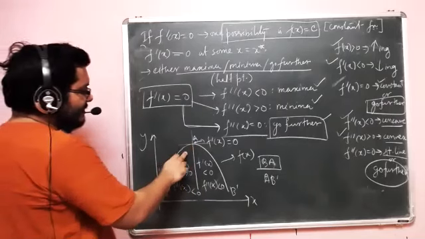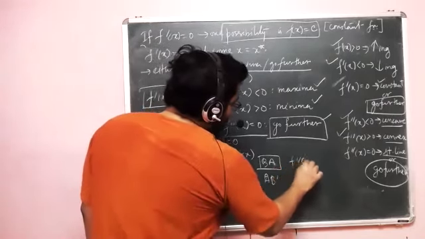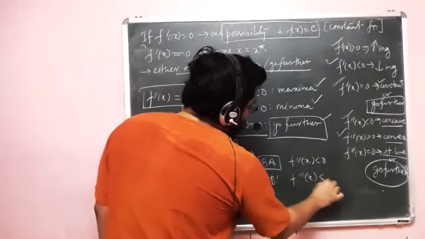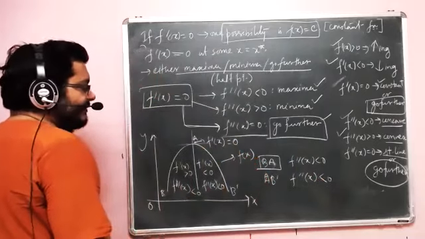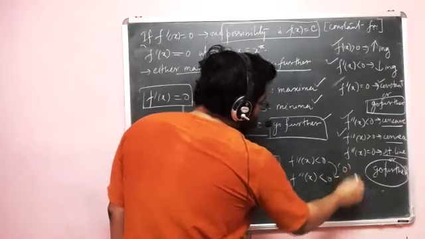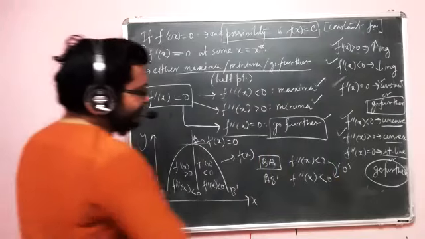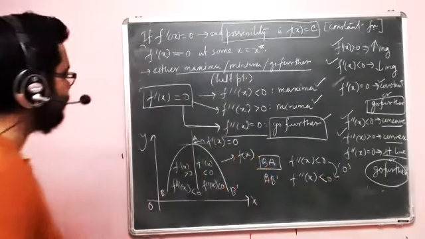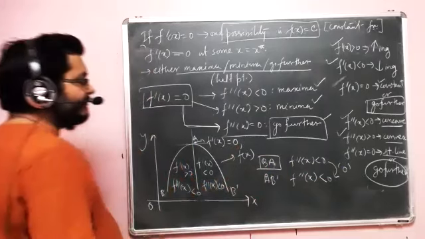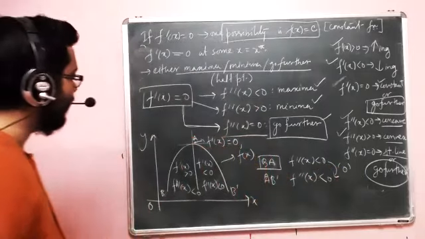So just think in this way. From B to A, I had f dash x negative. From A to B dash, also I have f dash x negative. So one possibility is that here it reached 0. Can it do that? Can it reach 0 and again become negative?